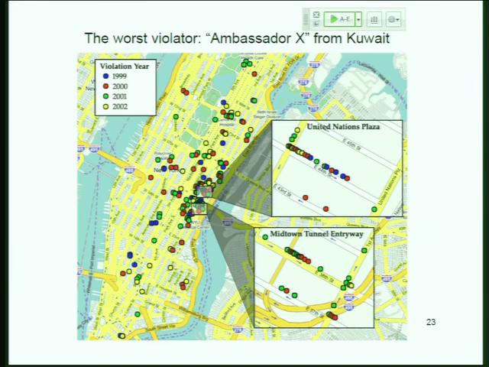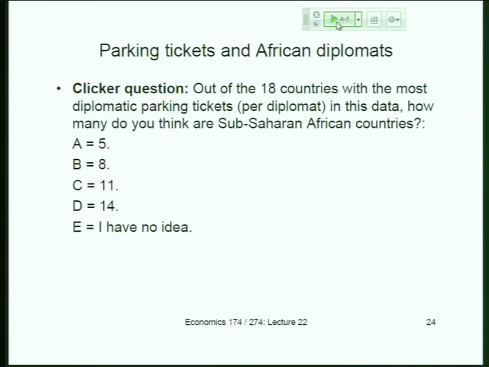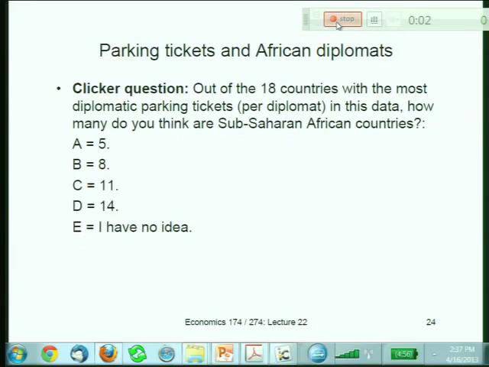And so I wanted to ask a question here. Let me just do another clicker question, which is to say, I'm going to be looking at these from the point of view of African development. So on the next slide, I'm going to show you the top violators, the countries that have the most unpaid parking tickets. And I want to get your guess here before you've seen the data. Out of the 18 countries, just because that's what's on the slide, the 18 countries with the most violations per diplomat, how many do you think are in sub-Saharan Africa? And then we'll talk about the implications of this.